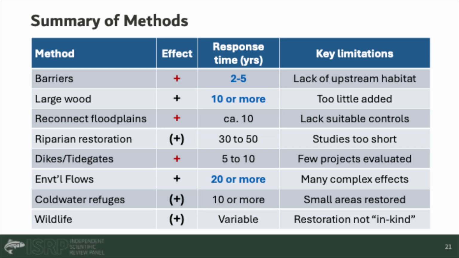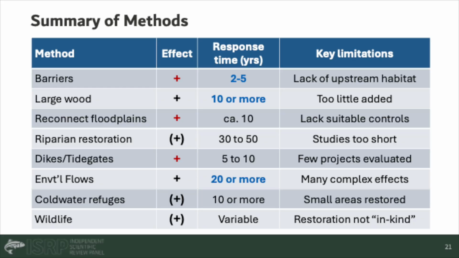Anyway, so this is a summary that Dr. Fausch put together of methods, and it includes the method, the effect, the response time, and key limitations. So, effect, a red plus, are methods with strong likelihood of positive benefits for anadromous salmonids. Those in parentheses have variable or uncertain effects, but clearly positive effects. Response time for those in bold blue for at least some projects are likely to achieve outcomes in a short time frame. That's 5 to 10 years. For other methods, the response times are uncertain and usually longer.